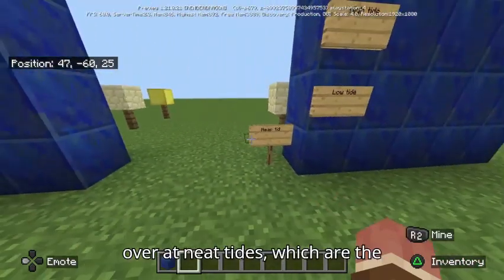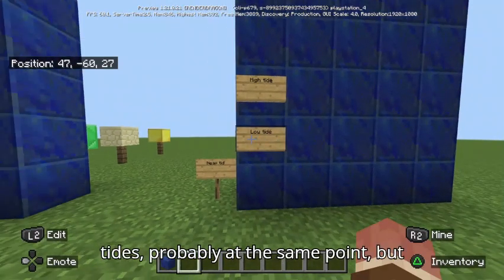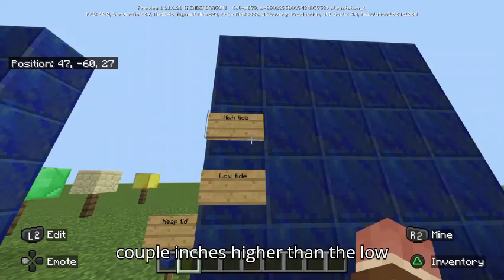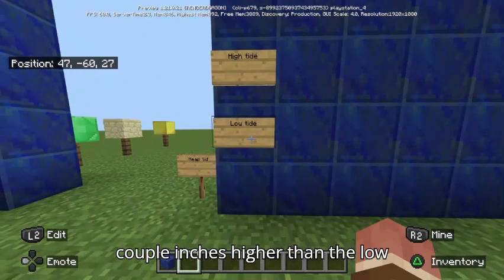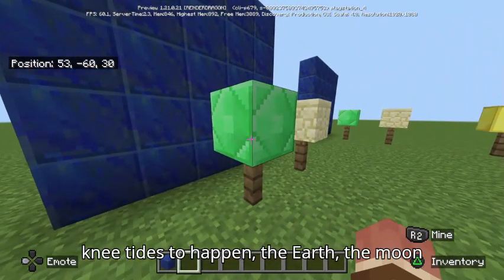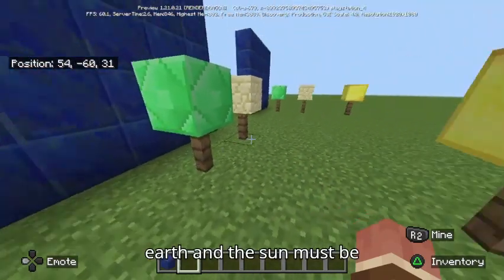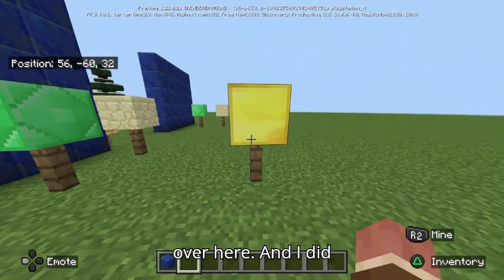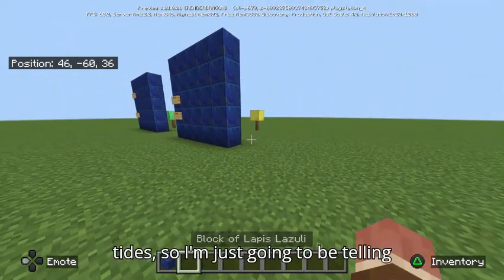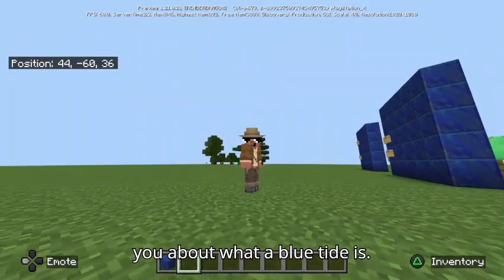Over at neap tides, which are the smaller type of tides, the low tides are probably at the same point, but the high tides are probably just a couple inches higher than the low tide. For these neap tides to happen, the moon must be on either side of the earth, and the sun must be over here. And I did not make a diagram for the blue tides, so I'm just going to be telling you about what a blue tide is.